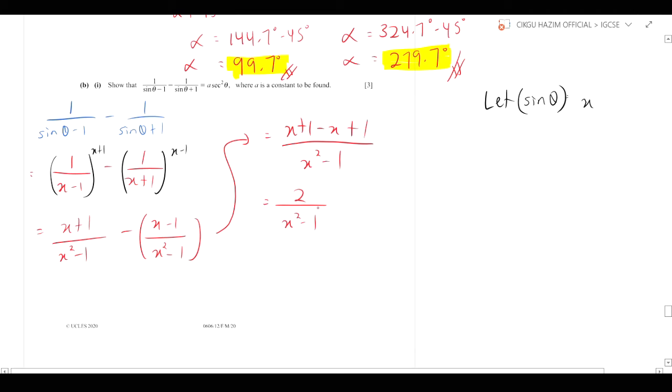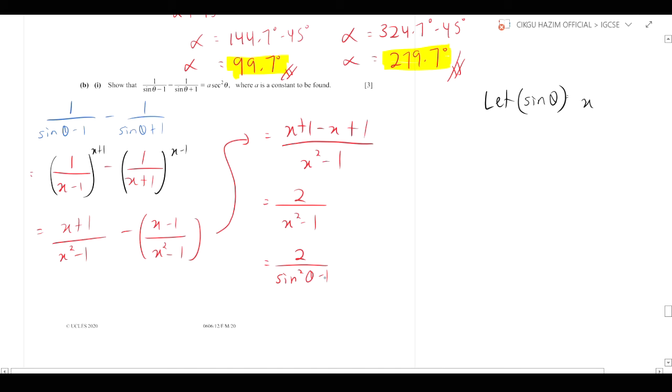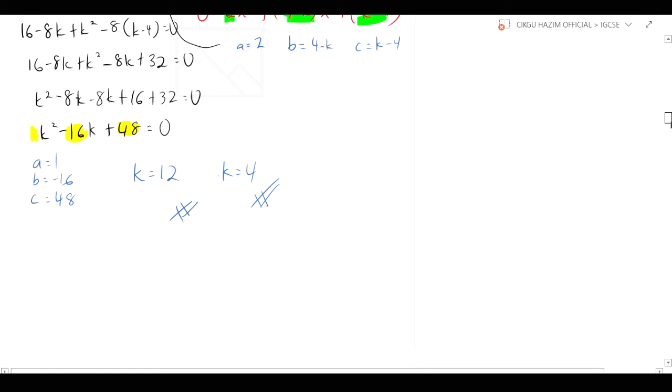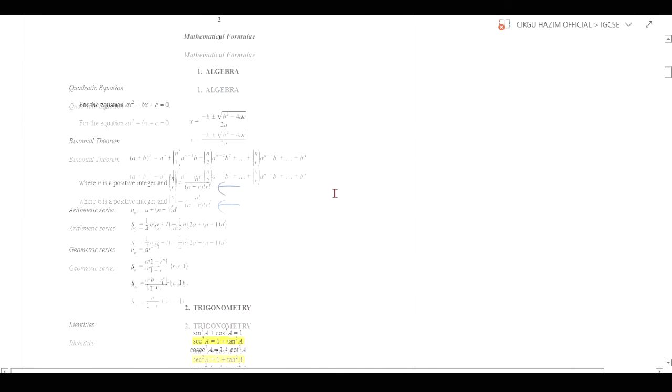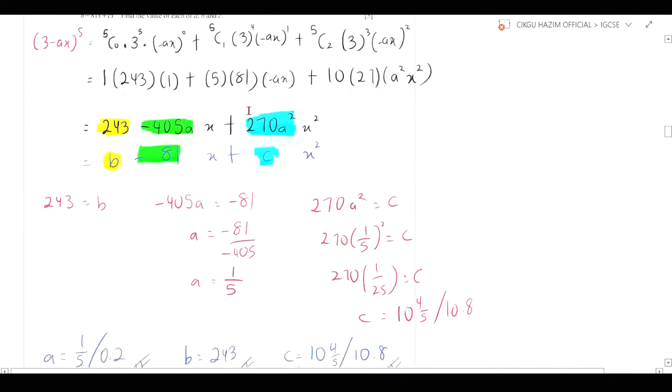If you don't have anything else to do, now change it back to sine theta. So we have 2 over sine squared theta minus 1. What can we do about this? Go back to the list of formulas. What can we get from this formula? It gives us sine squared a plus cos squared a equal to 1.